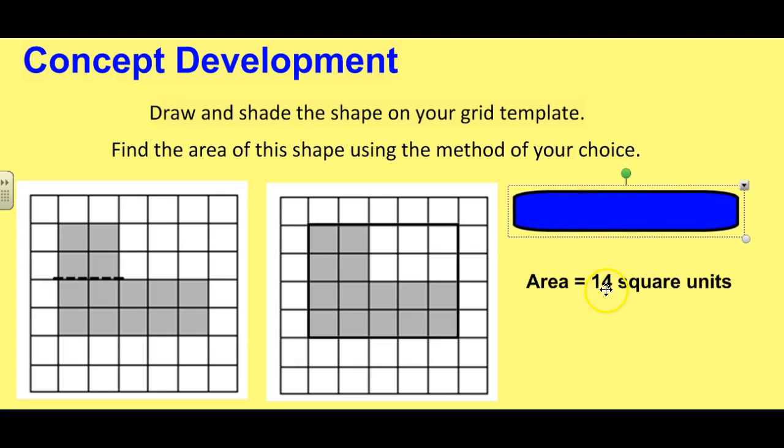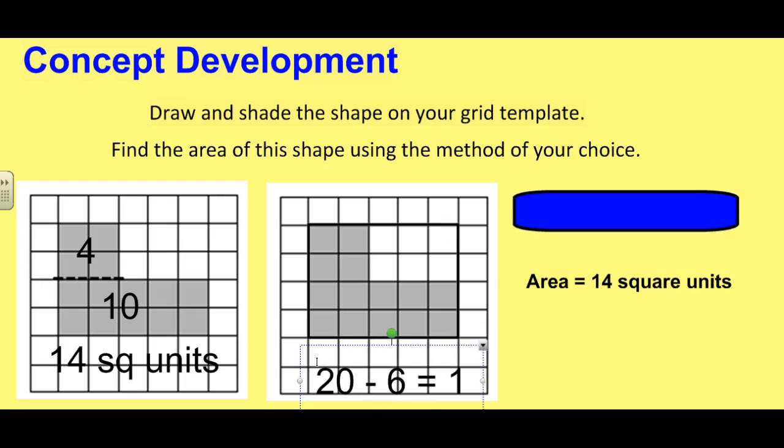Okay, so the area is 14 square units. If you did this one, I'm going to go ahead and show you what I expected you to put. I would have expected you to put 4 right here, and I would have expected you to put 10 right here. And I was expecting 14 square units to be written at the bottom of that. For this one, I was expecting you to have put 20 minus 6 equals 14 to show me what step you took, and then for you to put 14 square units as well.